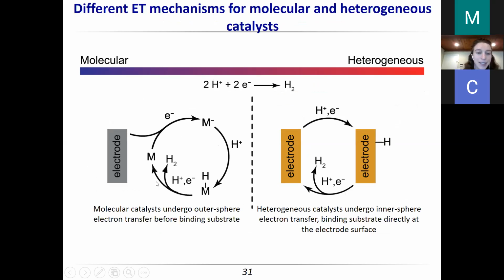So let's go back to this slide I showed you earlier. In a molecule, we typically see mediated pathways. So these would be stepwise. The kinetic markers that we would be looking for in this type of pathway are how many electrons were transferred before the rate limiting step, what's the reaction order in proton donor, what is the potential dependence on the rate.